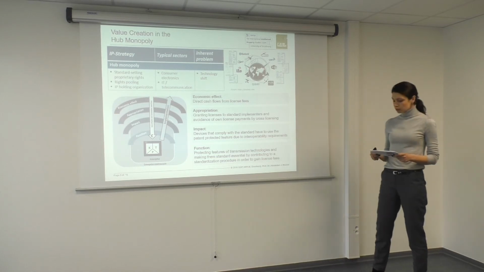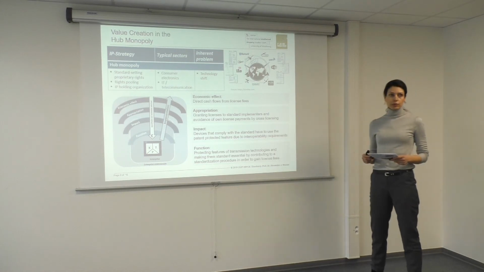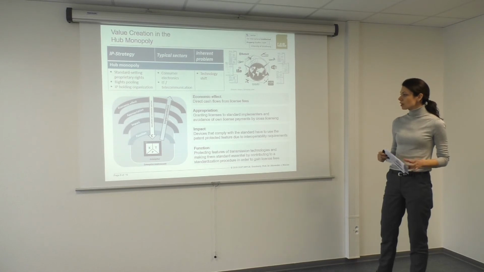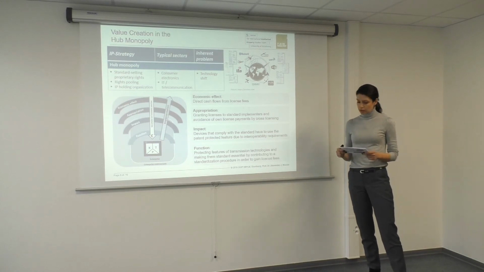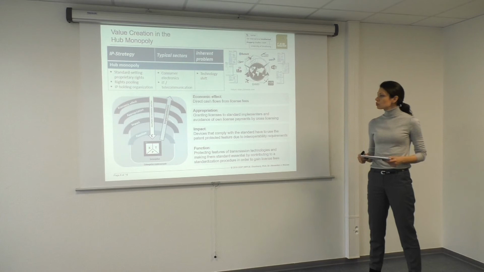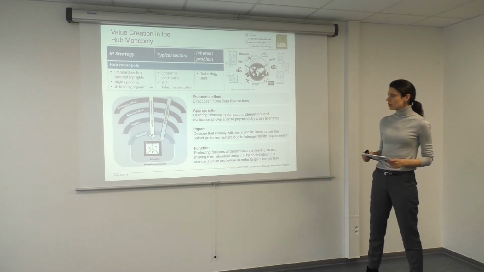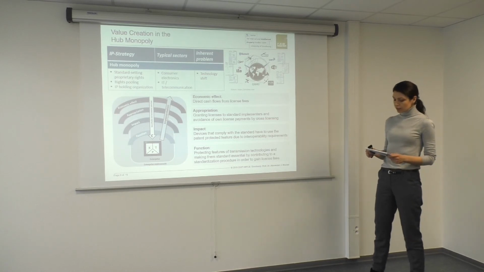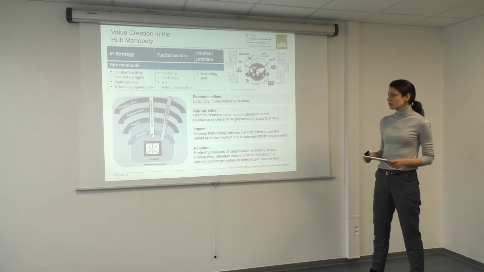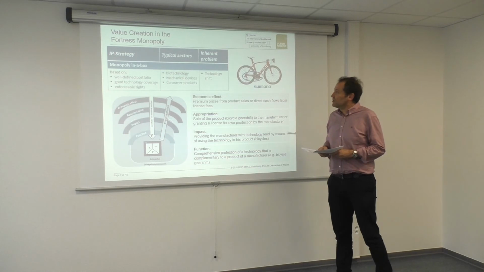The impact of the protection function is that devices that comply with the standard have to use this patent-protected feature due to interoperability requirements, and therefore the returns are appropriated through granting licenses to standard implementers and avoidance of own license payments by cross-licensing. And the economic effect is direct cash flow from license fees. So it's the monopoly in a box.